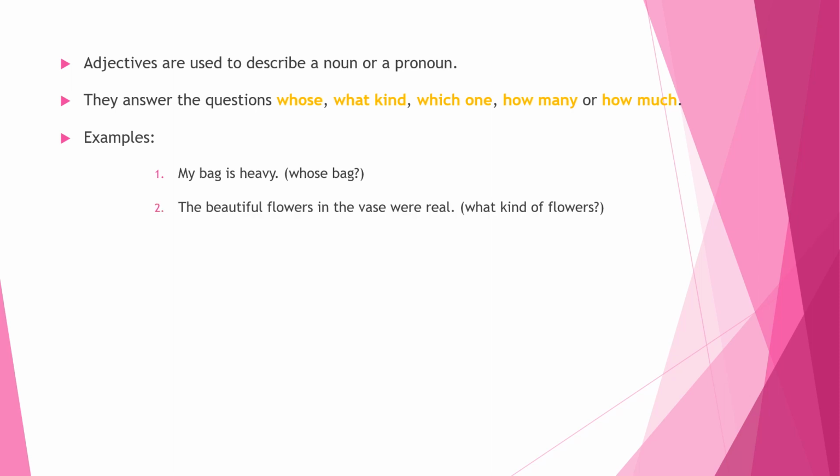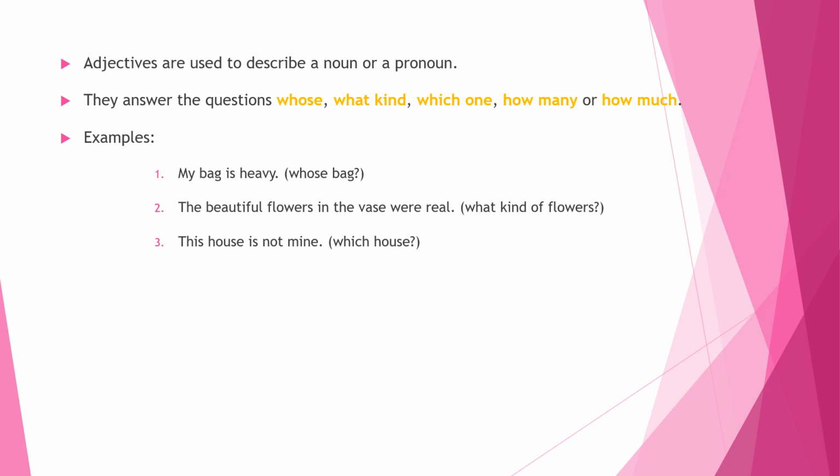If we move on to the next example, that is, the beautiful flowers in the vase were real. What kind of flowers were there in the vase? The beautiful flowers. In this sentence, the word beautiful answers the question what kind. So, this word beautiful is an adjective.